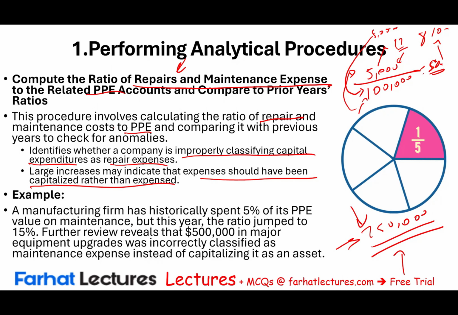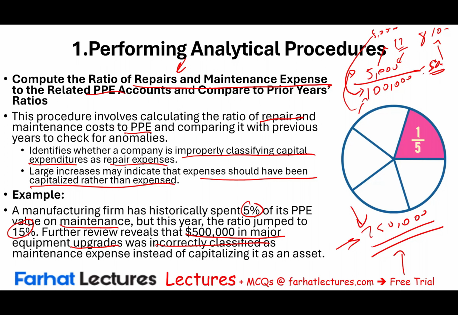So a manufacturing firm has historically spent 5% of its PP&E value on maintenance, but this year the ratio jumped to 15%. Further review reveals that a $500,000 major equipment upgrade was incorrectly classified as a maintenance expense instead of being capitalized. So what happened is they spent $500,000 on a major upgrade and they treated it as repair.